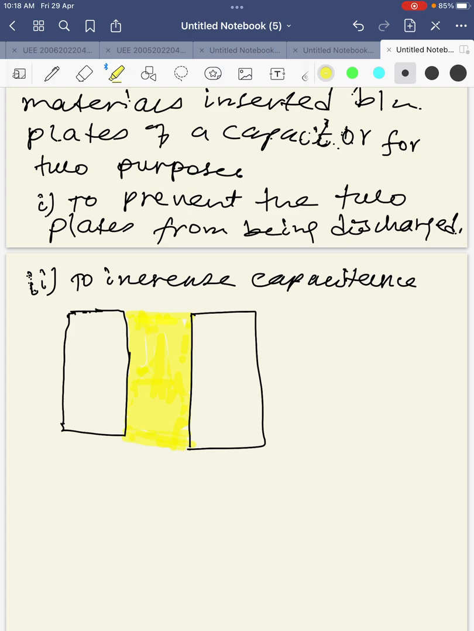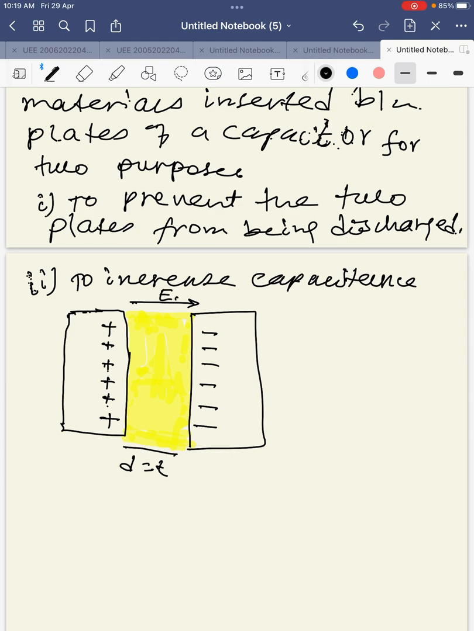This yellow pigment is considered as dielectric, and this is the distance between the plates, or the thickness of the dielectric. We have this positive plate and we have this negative plate. 1 2 3 4 5 6, 1 2 3 4 5 6. The number of positive and negative plates should be equal, and the electric field is this one. This is the electric field.